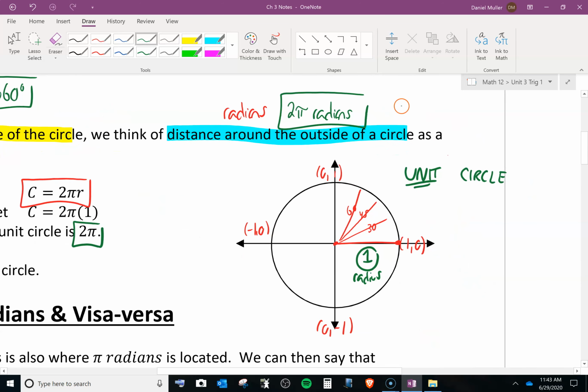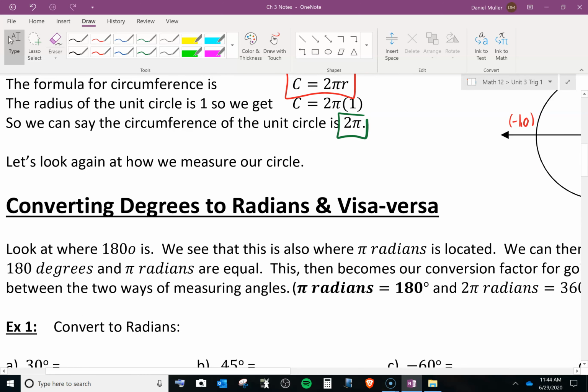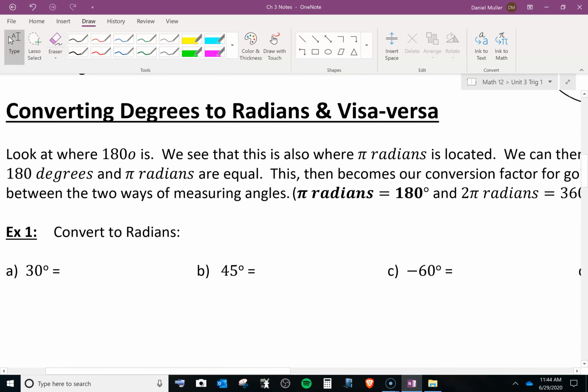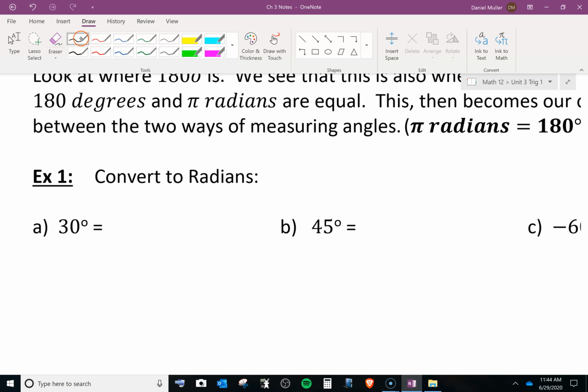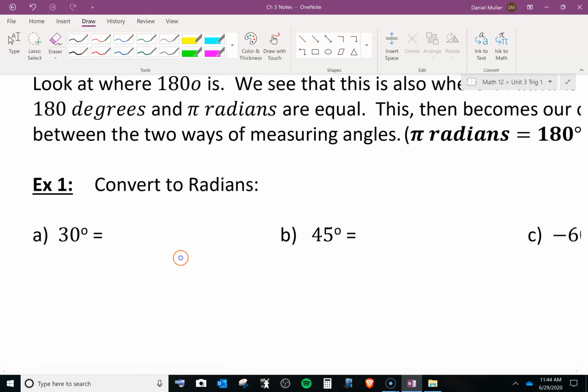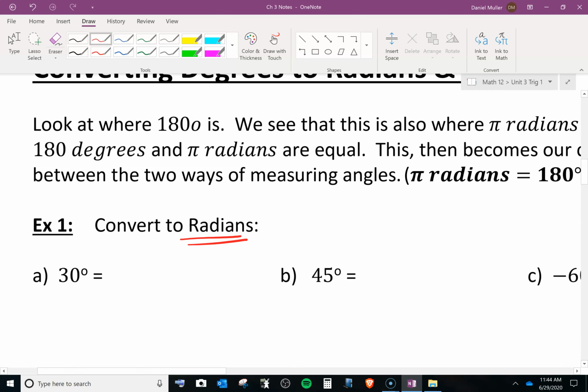2 pi radians, by the way, is around 6.28 or something. So 2 pi is around 6.3 radians. It takes 6.3 radians to go all the way around. Okay? That is somewhat complicated, but it makes a little bit more sense when we actually do some converting. So one of the things we want to do is find an easy way to convert to radians, and then also, if we're in radians, to convert back to degrees.